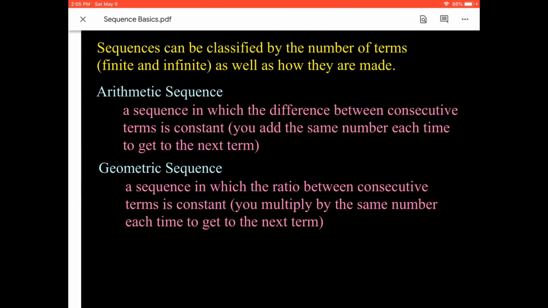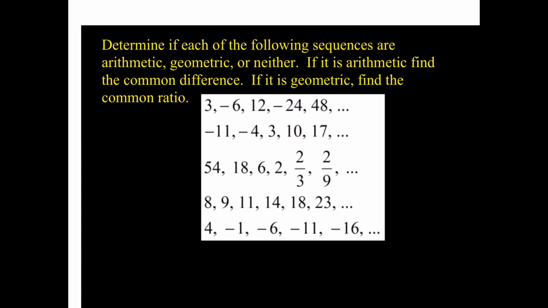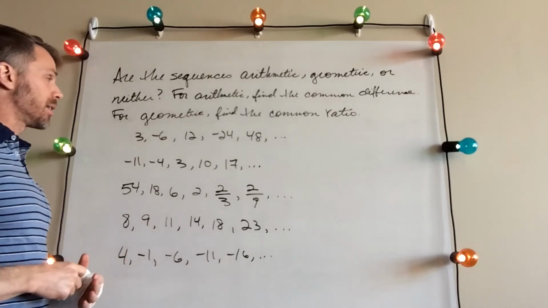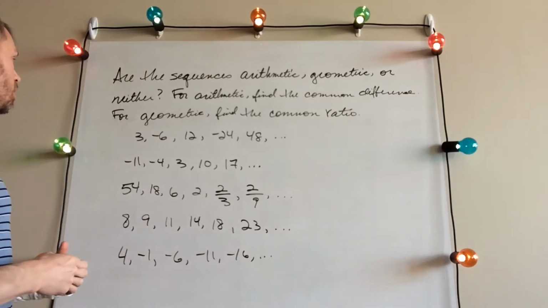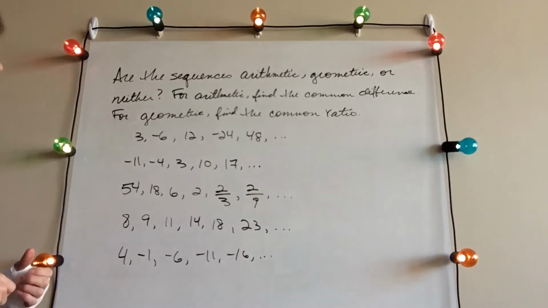So let's take a look at some sequences. Let's determine if each of the following sequences is arithmetic, geometric, or neither. If it is arithmetic, let's find the common difference, what we added each time to get from one term to the next. If it's geometric, let's find the common ratio, what you multiplied by each time to get to the next.